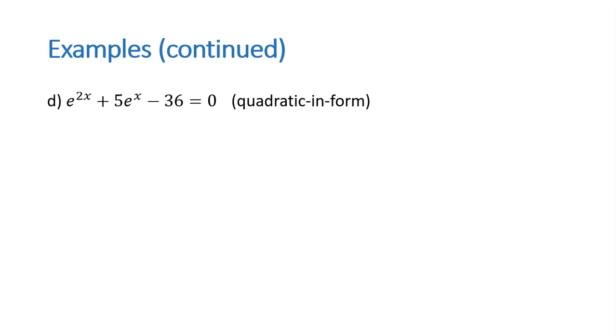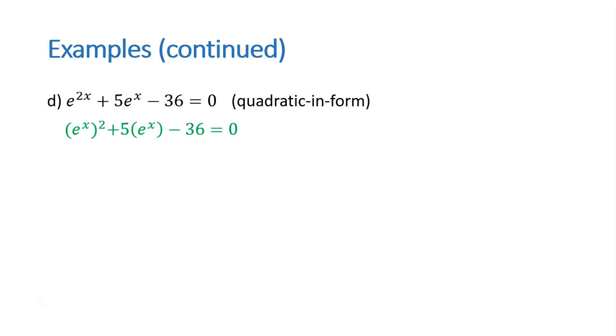So what we have in the middle is e to the x, and then what we have out front is essentially e to the x squared. So this is specifically what I'm talking about. We have e to the x squared, that's another way of saying e to the 2x, plus 5 e to the x minus 36 is equal to 0.